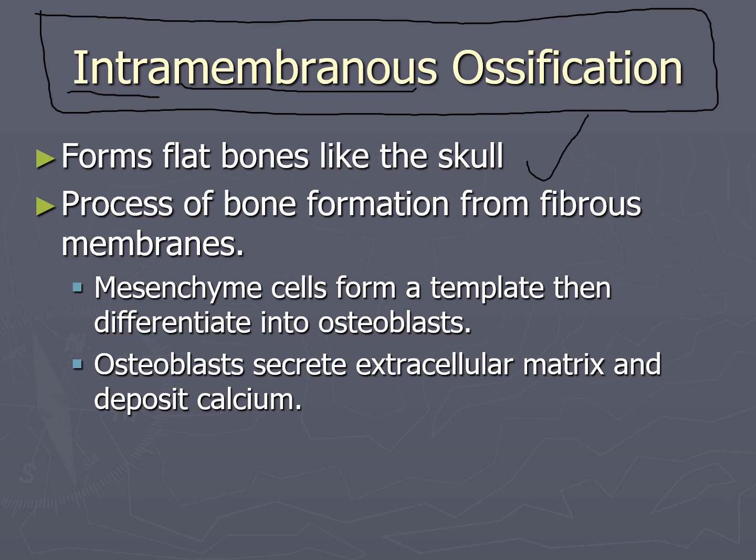So what's going to happen is mesenchyme cells are going to form a membrane, and instead of creating cartilage to form that template into the bone, the membrane is going to be the template that becomes the bone. So osteoblasts will secrete the extracellular matrix and deposit calcium, and that membrane will ossify or become bone, and that's how you get flat bones like the skull.